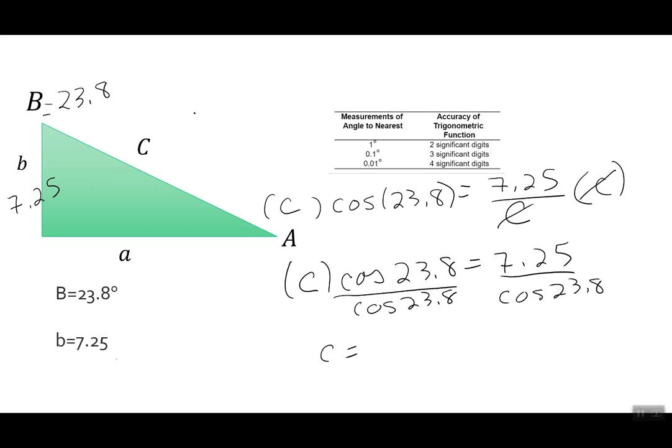So let's try that in our calculators. 7.25 divided by the cosine of 23.8. This is 7.92. Let's double check. 1 decimal place in our degree, 3 significant digits in our answer, and that's what I've given you.